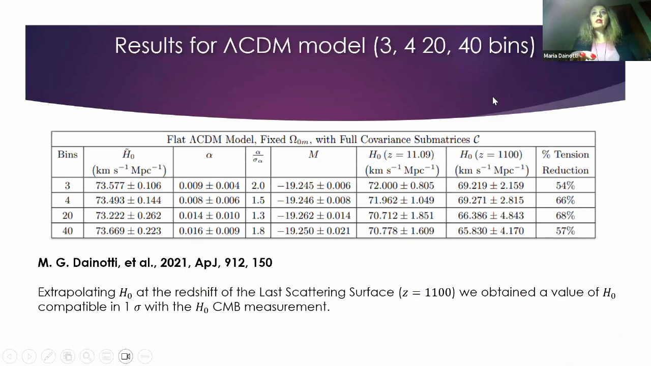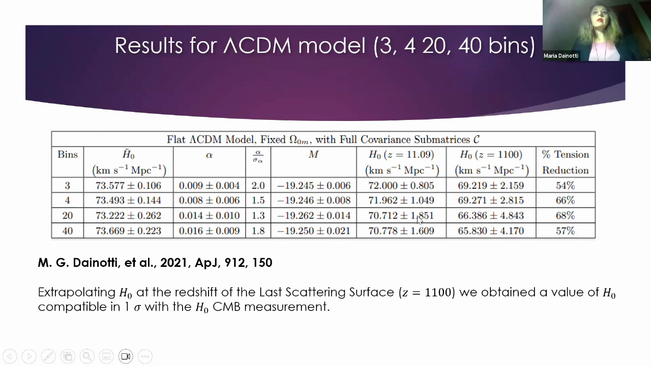And now, if we summarize the results here, we see that, as I said, for a given value of H0 tilde, we have to fix the value of M. And here we also have the alpha over sigma alpha, so it is going to tell you how many sigma you are away from the 0 value of alpha. And so you can see that in 3 bins you are at 2 sigma, then you have similar results, slightly smaller, for 4 and 20 bins, and again 1.8 sigma for 40 bins.